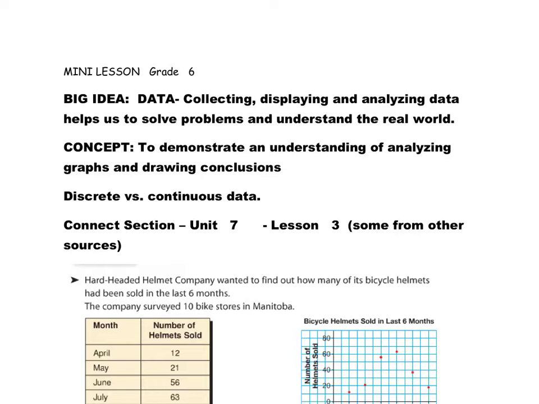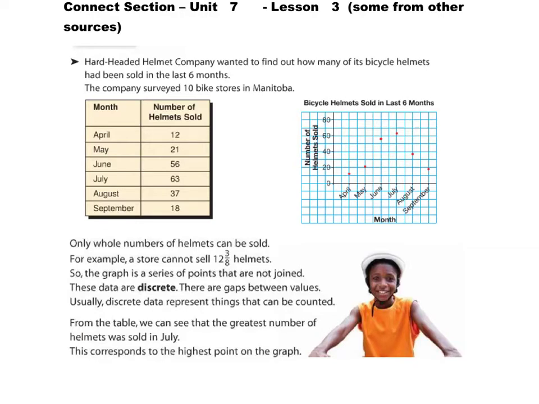This is Unit 7, Lesson 3, and again there are some other sources, so it won't all be found in your textbook. All right, let's take a look at an example of a graph. Here we have the Hard-Headed Helmet Company, who wanted to find out how many of its bicycle helmets had been sold in the last 6 months. The company surveyed 10 bike stores in Manitoba. And here we have the table of their data.